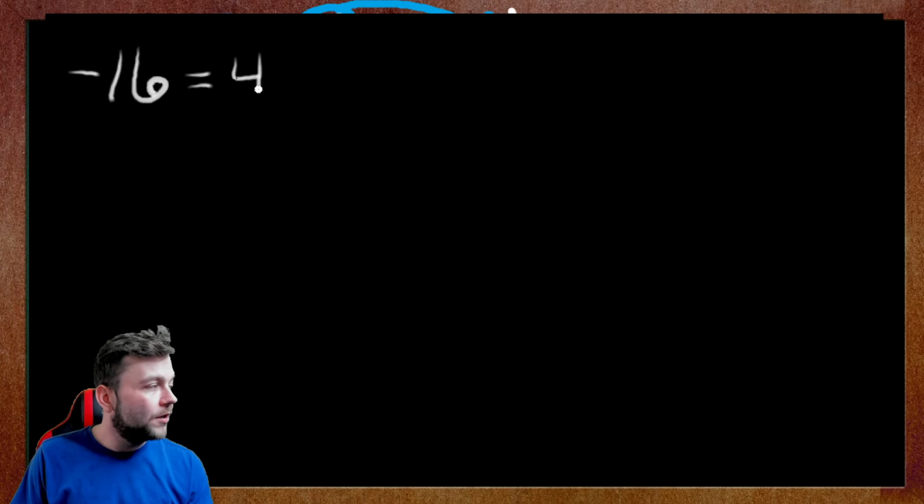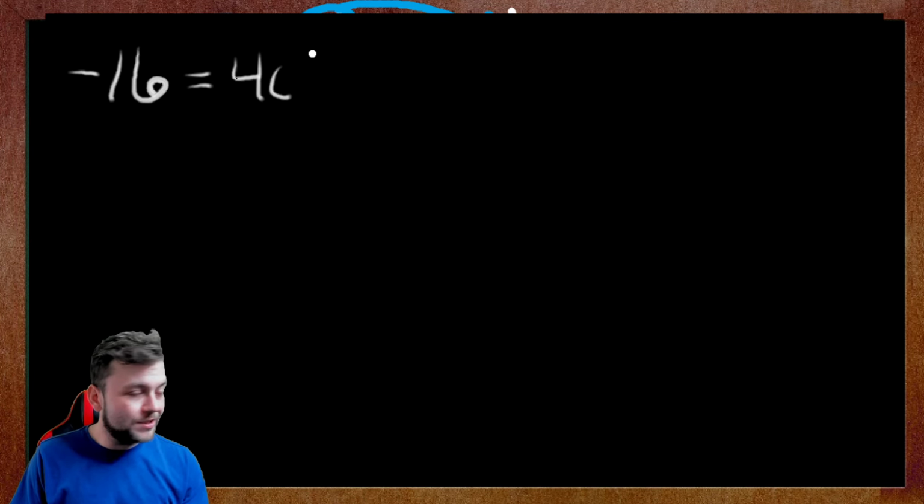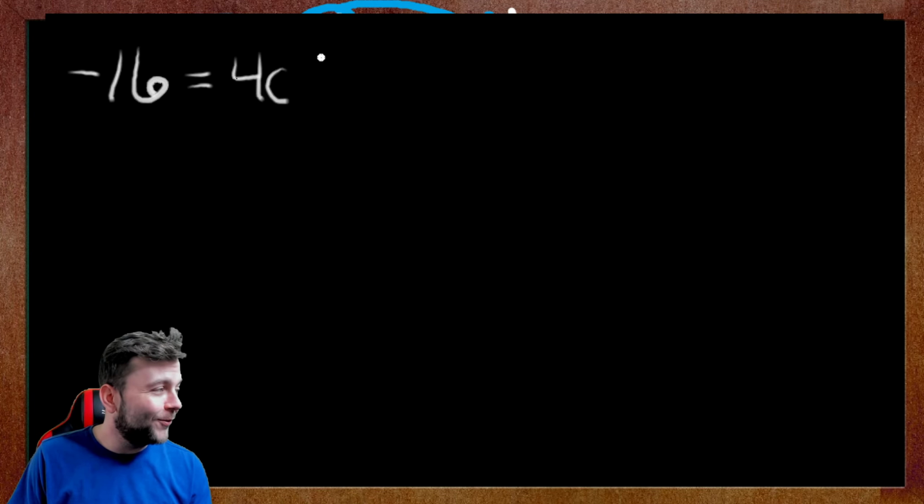So our next problem is going to be, I want to change my brush. Let's go into this. I want it to actually look like chalk on my chalkboard. So our next problem will be negative 16 equals 4c. Let's make that c actually look like a c. There we go. It's 4c. That still looks exactly the same, but I'm rolling with it.